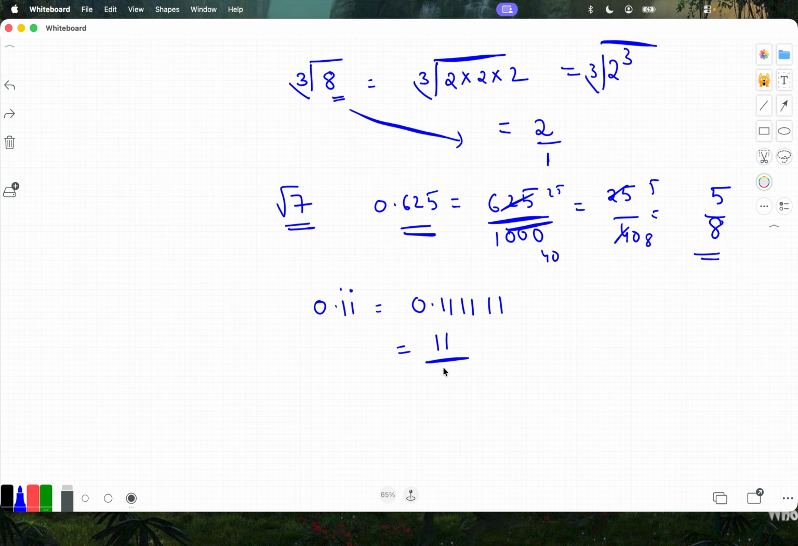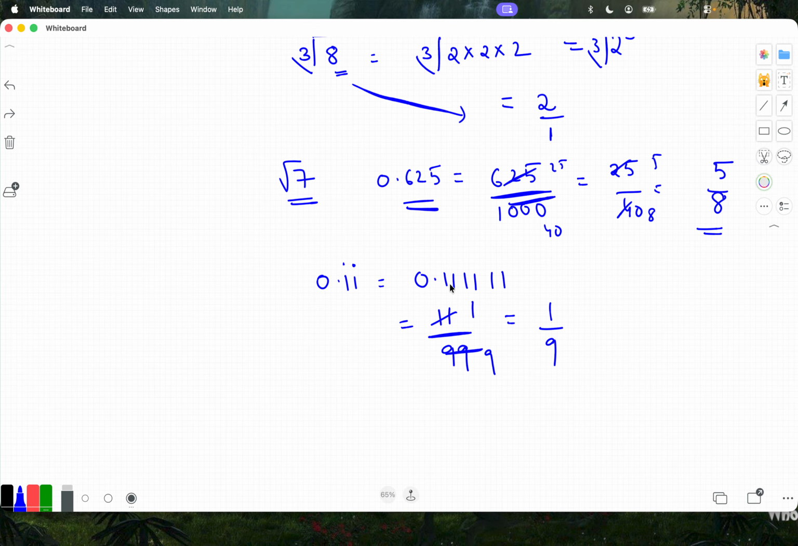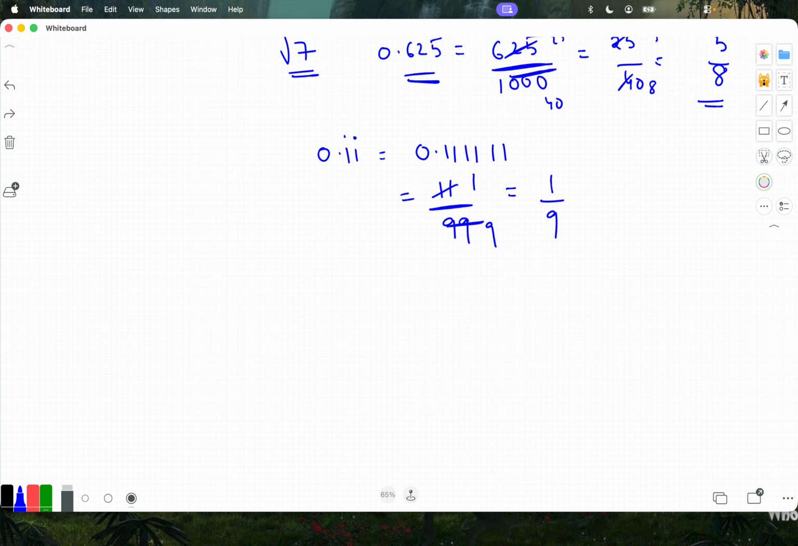So this can be written as 11 by 99. Okay, 11 ones are 11, so 1 by 9. Since this can be written in a by b form, it is called a rational number. Okay, we'll see some more examples.